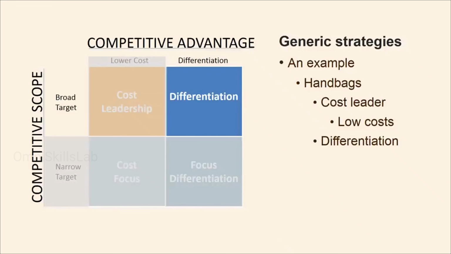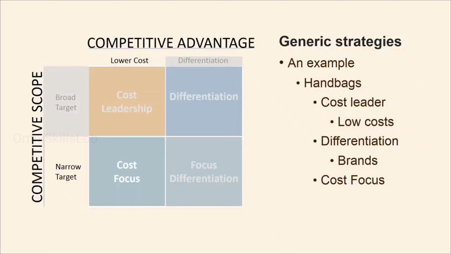Differentiation. This might be branded bags like Gucci or Prada. These are bags with a brand that customers are willing to pay a high price for. Cost focus could be advertising handbags, where a firm offers to mass-produce handbags for other firms with their logo on them. It is a small part of the handbag market, but the manufacturer must keep the price low, otherwise the customer will select another manufacturer.